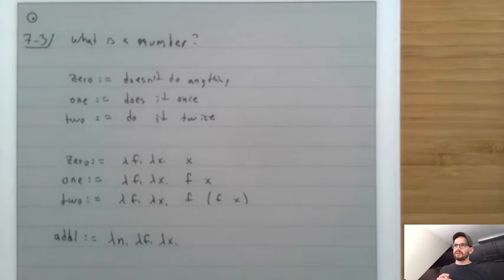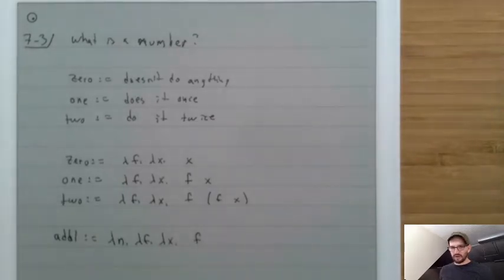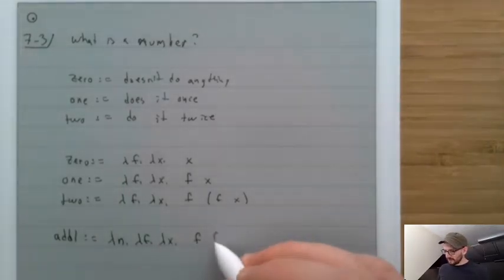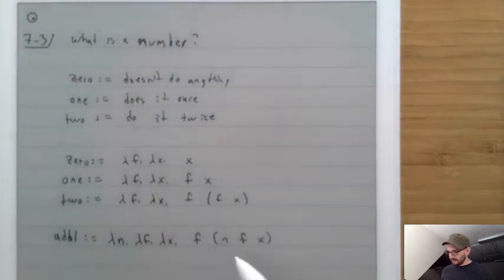But this number should be one more than the number n, which means that it should call the function f one more time. So it's going to call the function f on the result of calling n with f and x. So now when we call n with f and x, it's going to do it, say, 4 times, and then we're going to do it one more time, thus making 5.